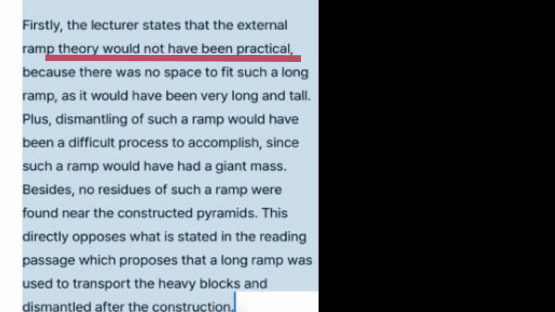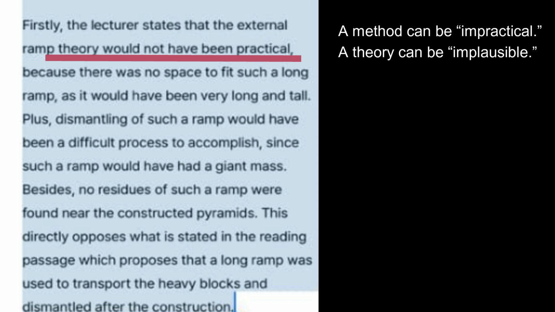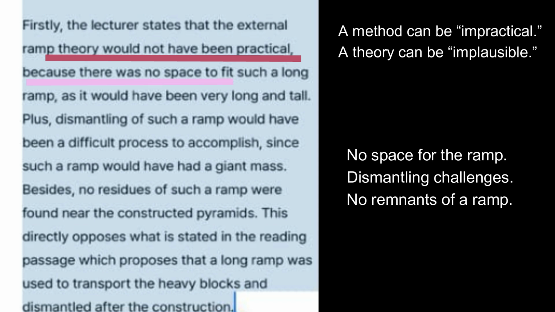A theory being impractical doesn't make sense. A method can be impractical. A theory can be implausible. The essay provides 3 reasons why the theory is implausible. No space for the ramp. Dismantling challenges. No remnants of a ramp.